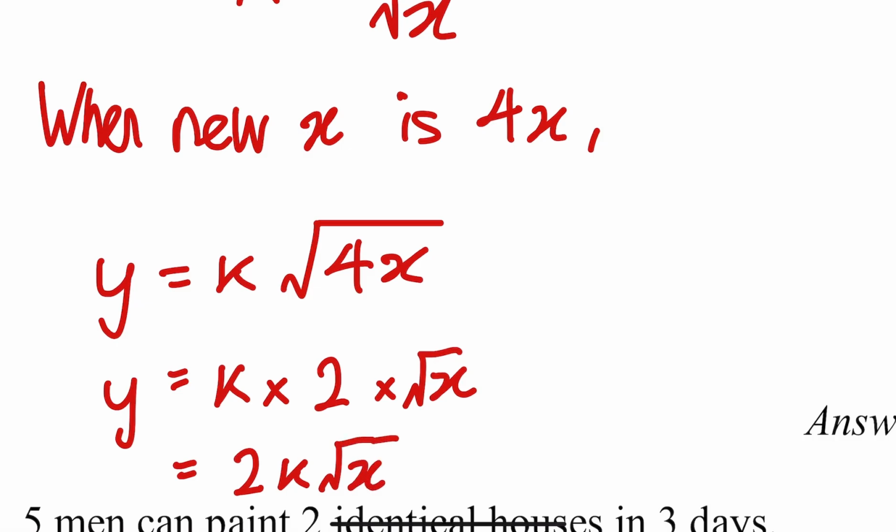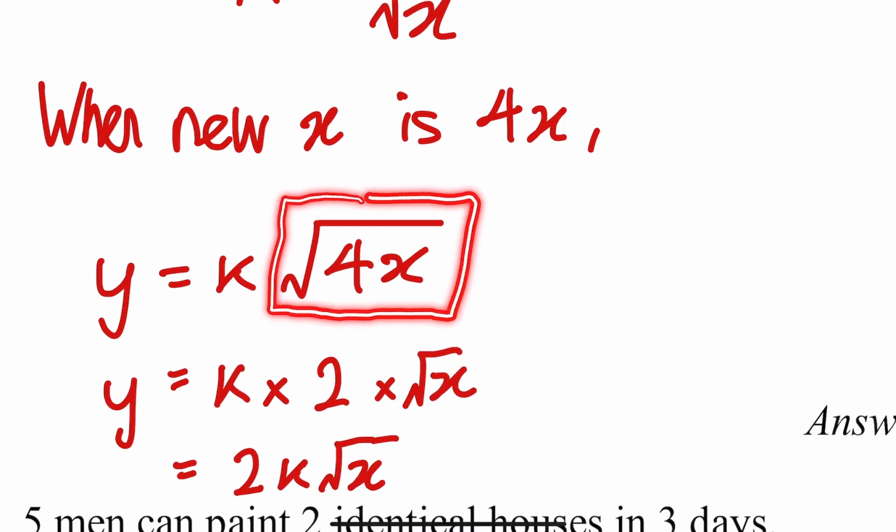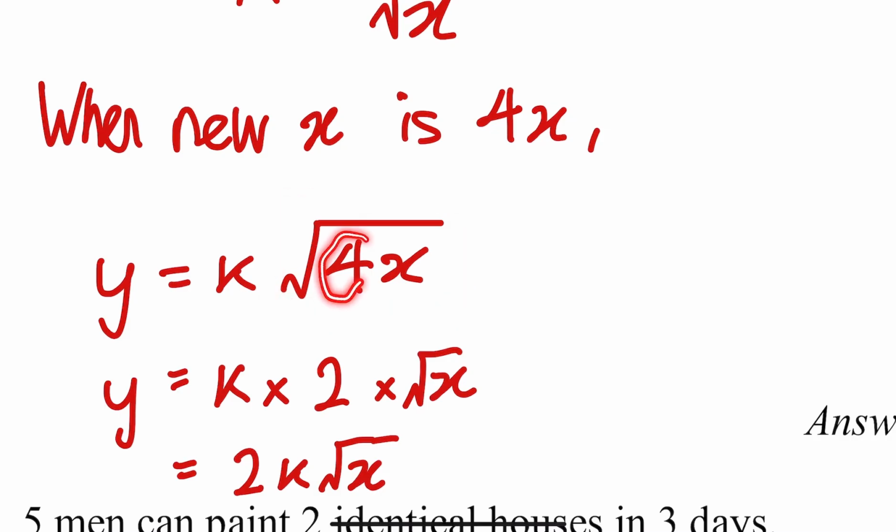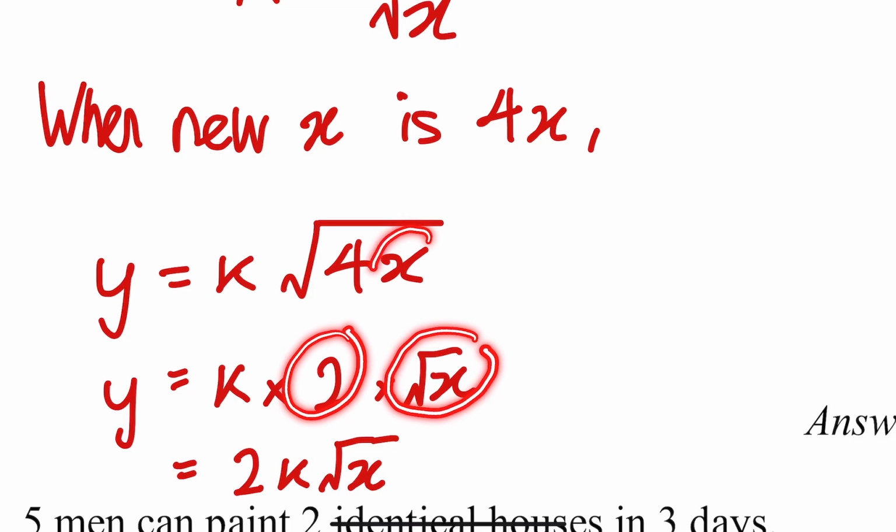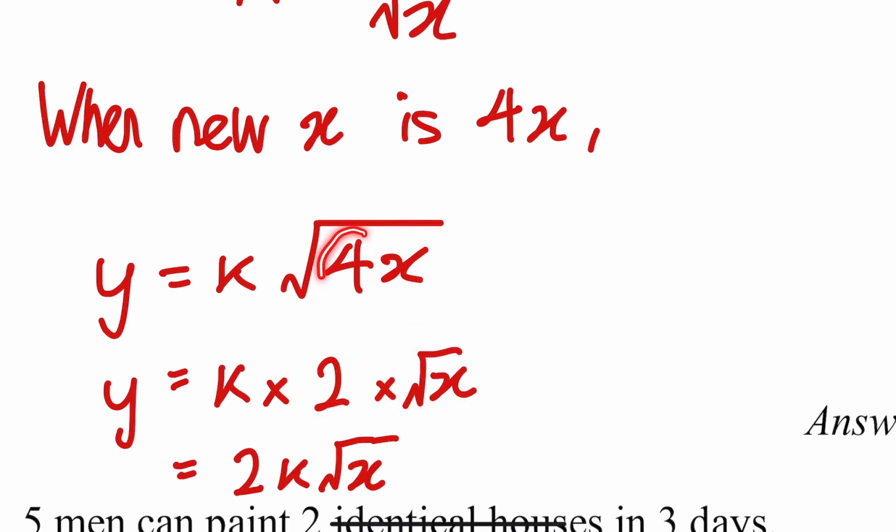So over here, if you may find it hard to visualize, this is a square root 4x within this square root here. If I were to take out the 4, square root of 4 is 2, I can take out this to become k times 2 times square root x. The x will remain in this square root here, but I'm taking out the 4 by taking a square root of 4, which will give me 2. Then I combine everything together to become y equals to 2k times square root x.